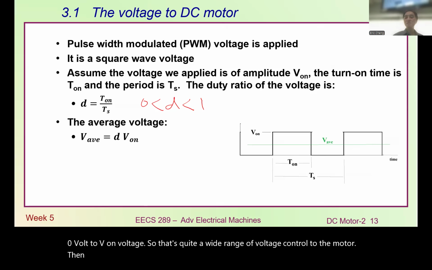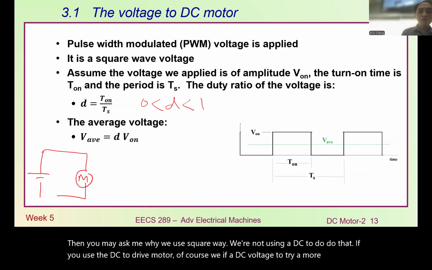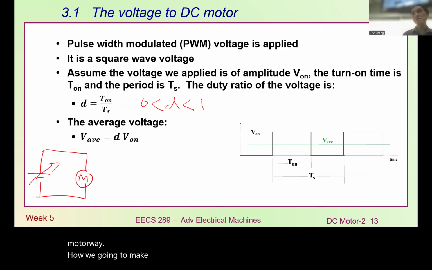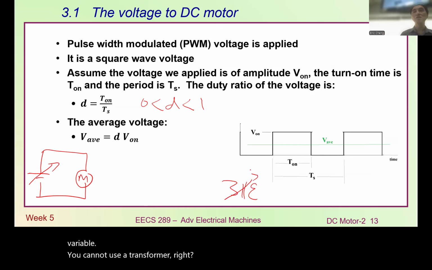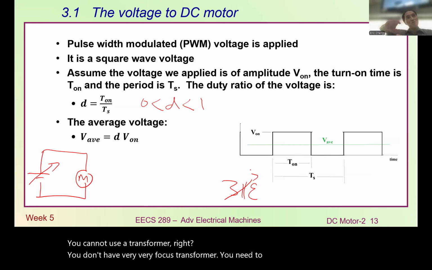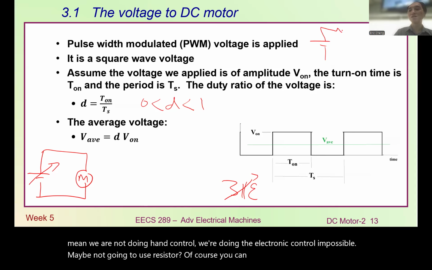Then you may ask why we use a square wave and not DC. If you use DC to drive a motor, of course we have a DC voltage to drive a motor, right? How are we going to make the DC voltage variable? You can't make it variable. You cannot use a transformer, right? You don't have a variable voltage transformer. You need to use your hand to move the coil. I mean, we are not doing hand control. We're doing electronic control. Impossible. And we are not going to use a resistor. Of course, you can do it using a resistor.